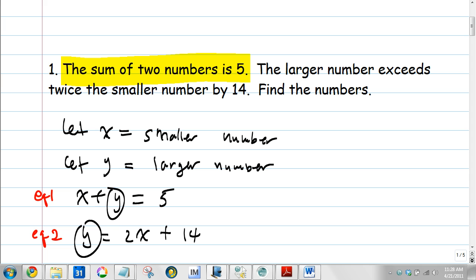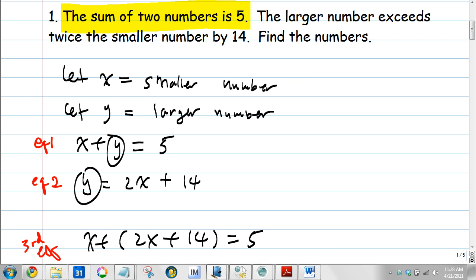It's a system of equations, so therefore you're going to get the third equation using one variable. Who could tell me the third equation? Anita? Oh, okay. So we're going to use the substitution method. Now, notice, in the second equation, y is already by itself. So do you think I have to solve for one of the variables? No. Yes, Danielle? Tell me what to write. x plus 2x plus 14 equals 5. Excellent. So in place of y, I substitute 2x plus 14 in here.